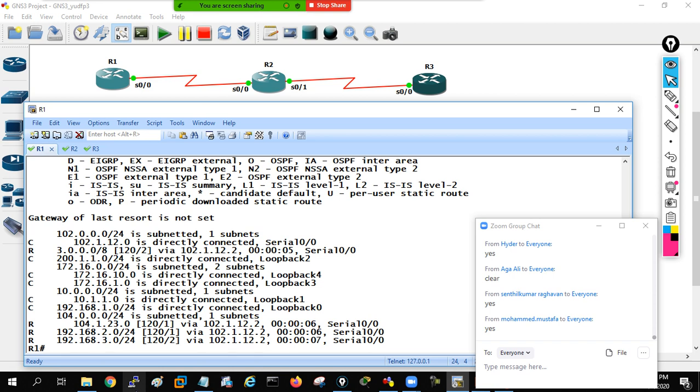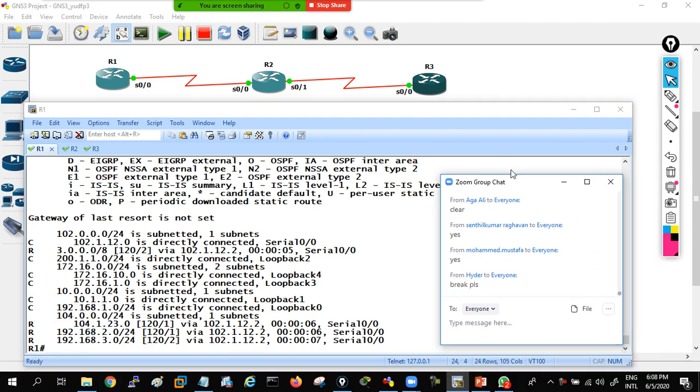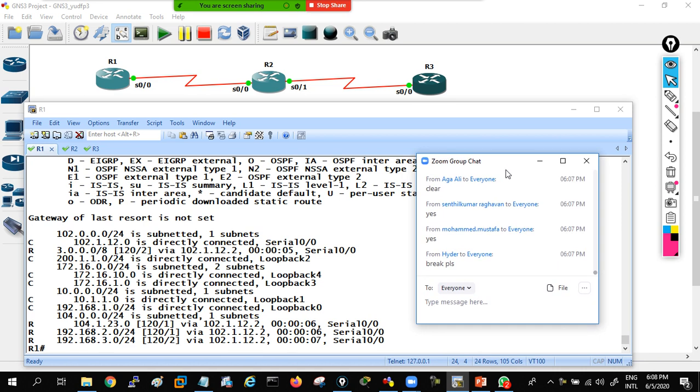Are you ready to do more experiments, or we will take a 5-10 minutes break? What do you think, guys? Can we take a 5 minutes break? Everybody is okay? Can we take the break, or you want to continue? For me, no issues. Okay, break. Okay, guys, we will catch up in another 5 to 10 minutes. Okay, 10 minutes we will take it. Now 6:08 is the time, and we will start our class again at 6:15 or 6:20.